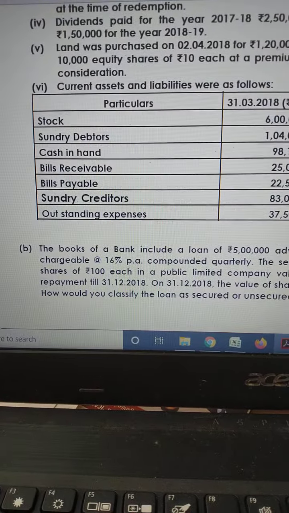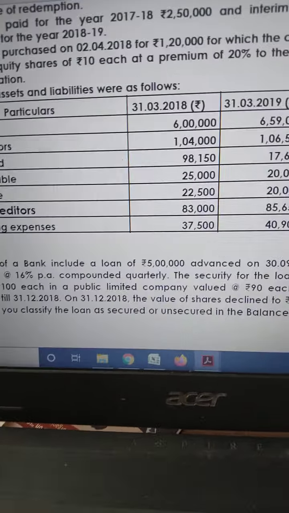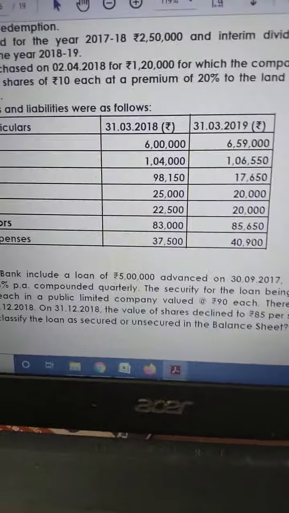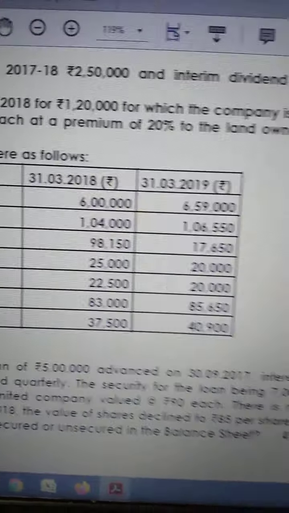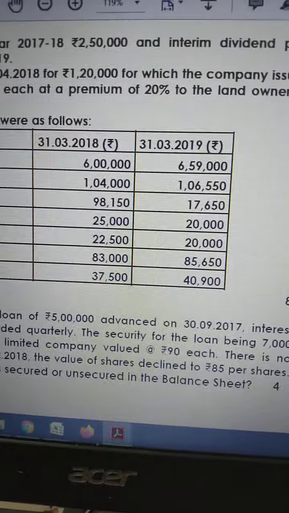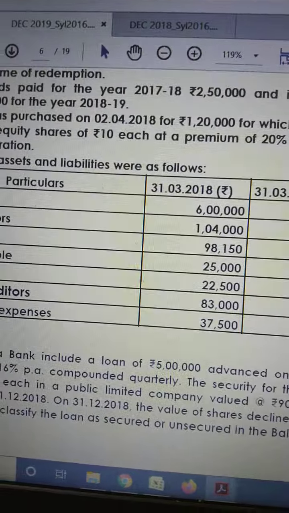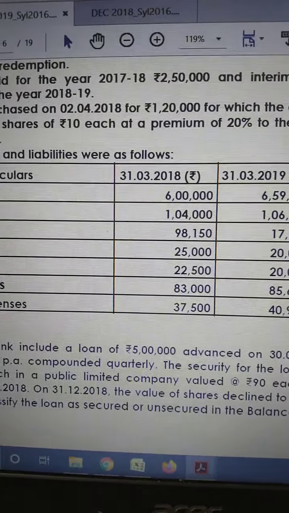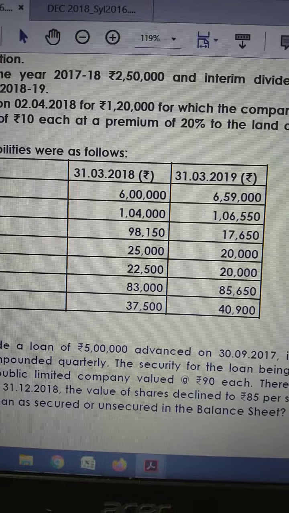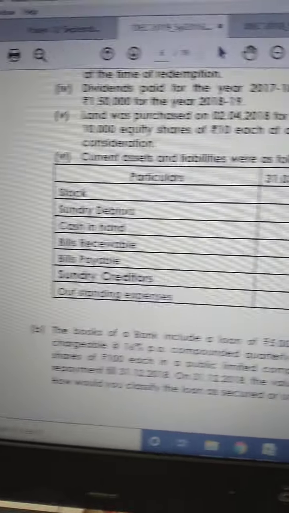What is the next item? Bills receivable. Similar to debtors, you have bills receivable. It is also a current asset. That is also a working capital. Increase or decrease? Decrease. Previous year 25,000. This year 20,000. Okay. So previous year 20,500. This year 20,000. Reduction in current asset. Decrease in current asset should be added with your operating activity.